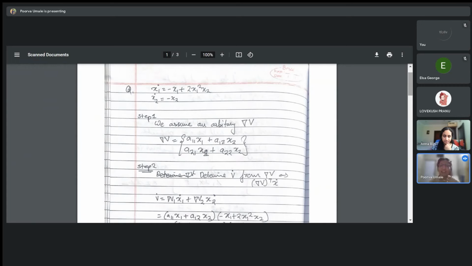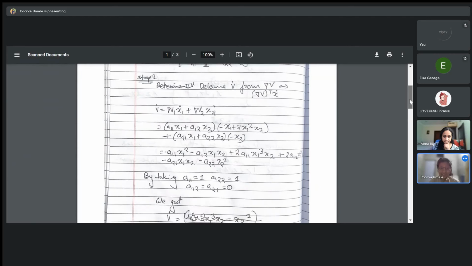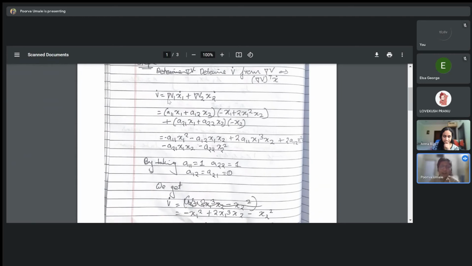So in the first step, I will assume arbitrary values of the gradient of V, that is a11 x1 plus a12 x2 and a21 x1 plus a22 x2. In the next step, we determine the value for V dot. So we take the gradient of V1 times x1 dot plus the gradient of V2 times x2 dot, and by forming the equation we get this equation.